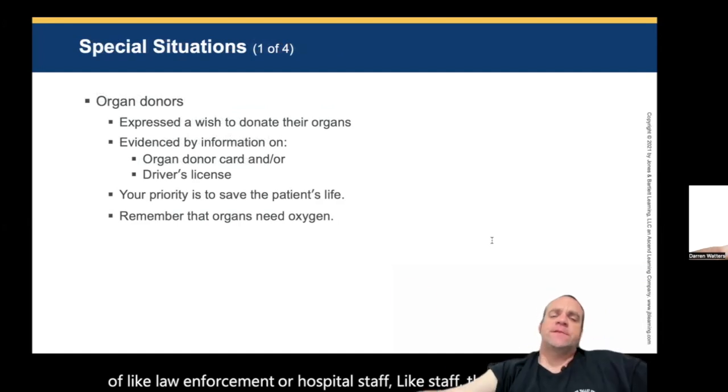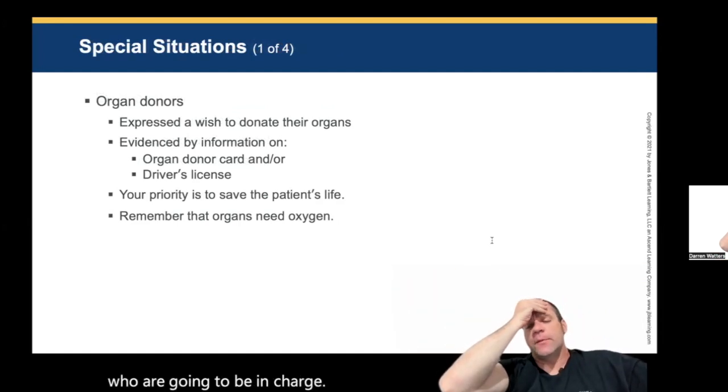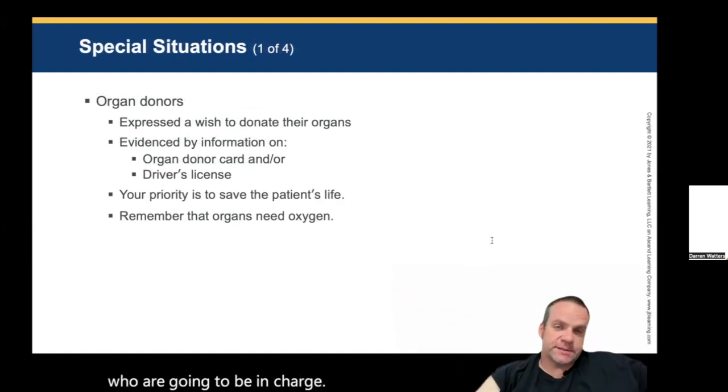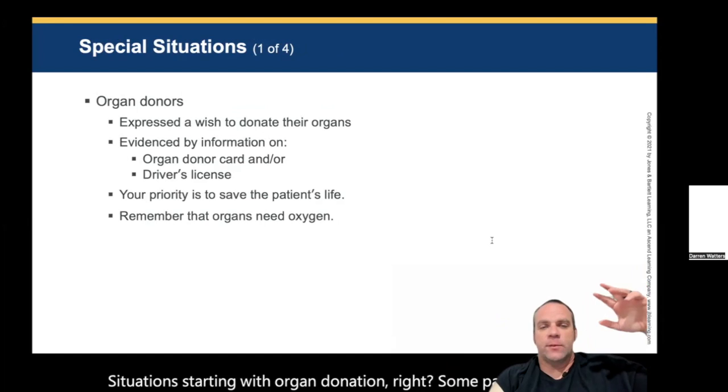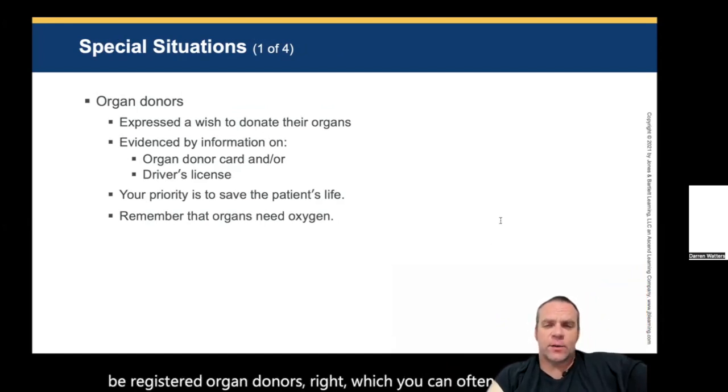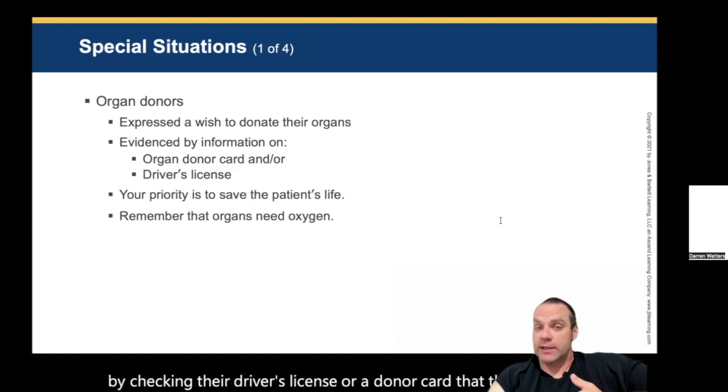So let's shift gears a little bit. We can talk about special situations, starting with organ donation. Some patients may be registered organ donors, which you can often confirm by checking their driver's license or a donor card that they carry. In rare cases, the family may also notify you directly.